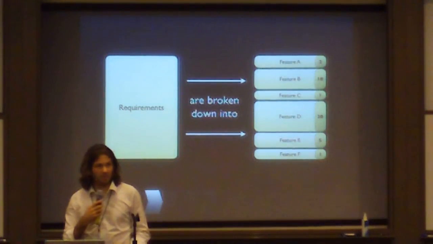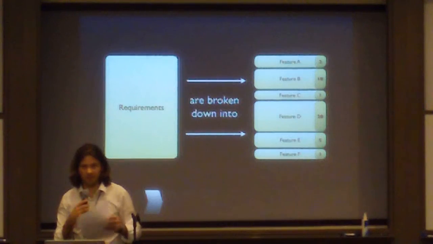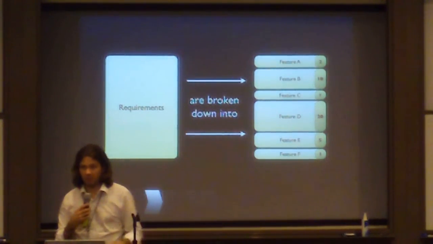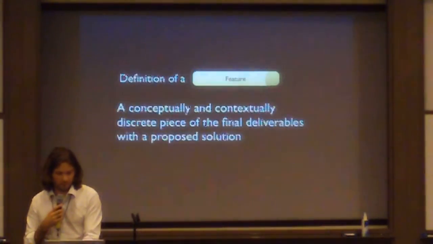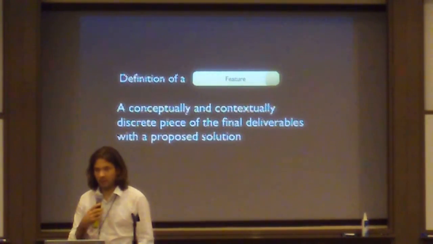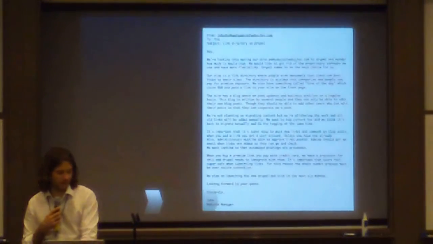A feature will then be implemented by the team. The team will make its own estimate as the project is actually begun, but at this point you just want to get a gut feel for how long the project will take. So, how do we define a feature? A feature is a conceptually and contextually discrete piece of the final deliverables with a proposed solution. What that means, you will see some more concrete examples of later on as we start analyzing our requirements.